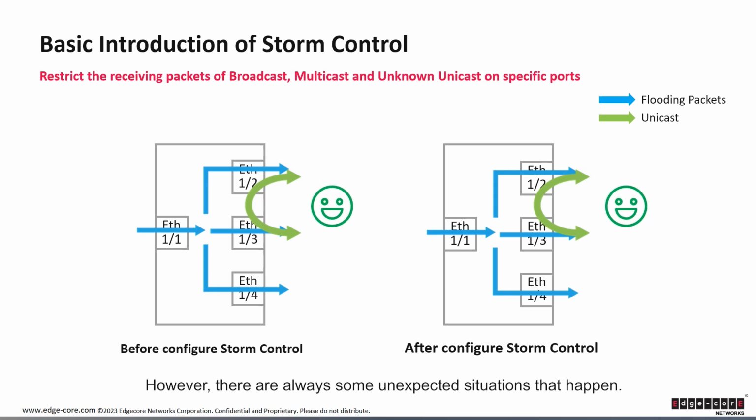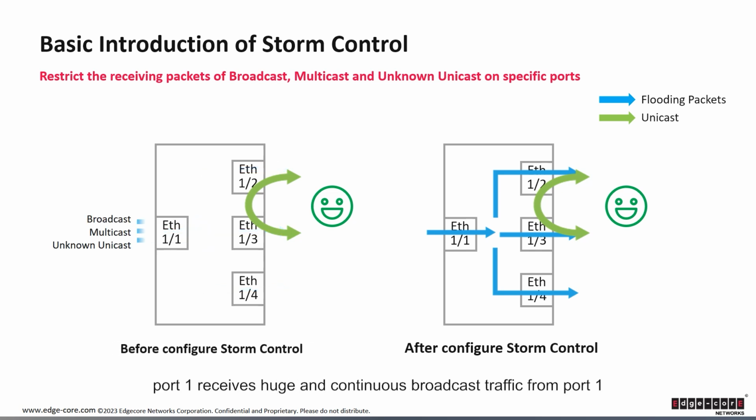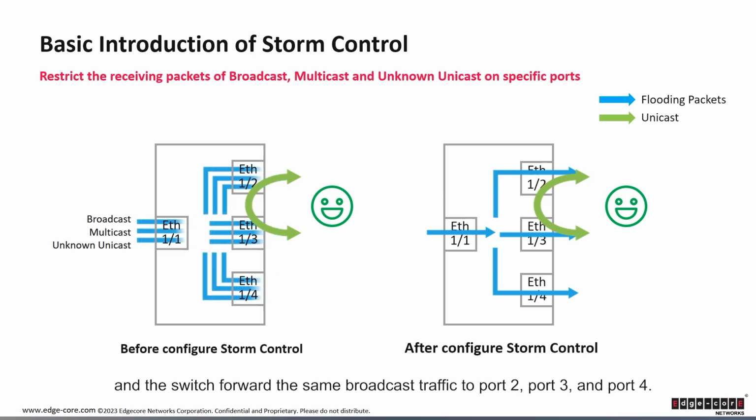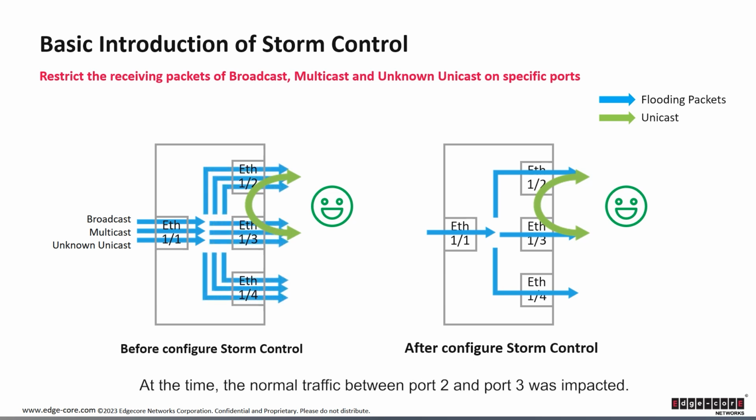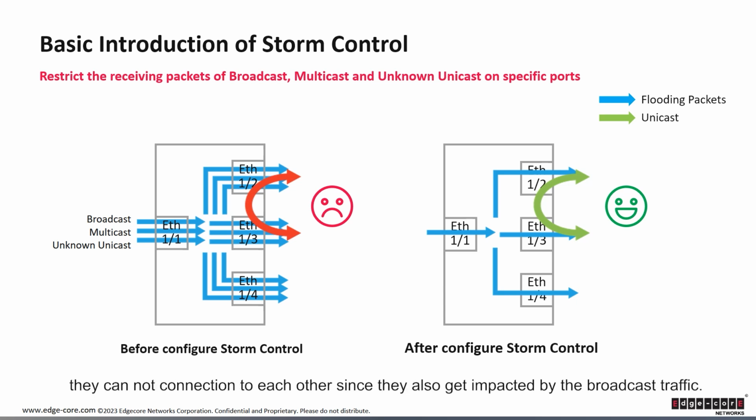However, there are always some unexpected situations that happen. For example, the switch may receive huge and continuous broadcast traffic and keep forwarding all broadcast traffic to all other ports, and then the problem happens. Take the example in case 1, port 1 receives huge and continuous broadcast traffic, and the switch forwards the same broadcast traffic to port 2, port 3, and port 4. At that time, the normal traffic between port 2 and port 3 is impacted. The hosts connected on port 2 and port 3 may detect lower throughput or they cannot connect to each other since they also get impacted by the broadcast traffic.